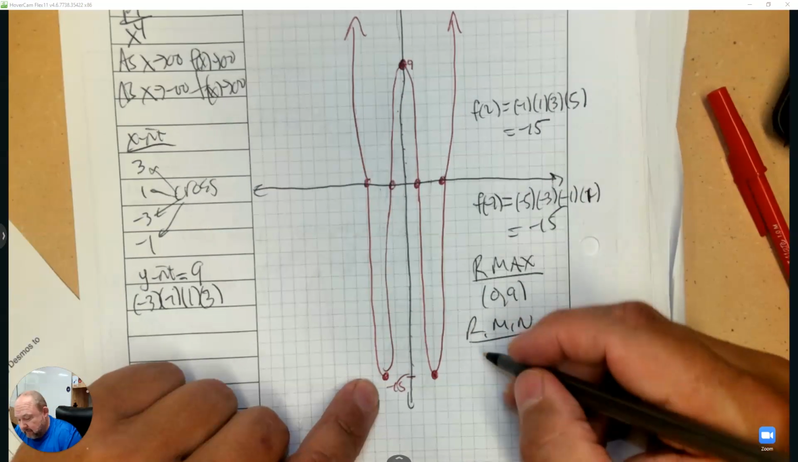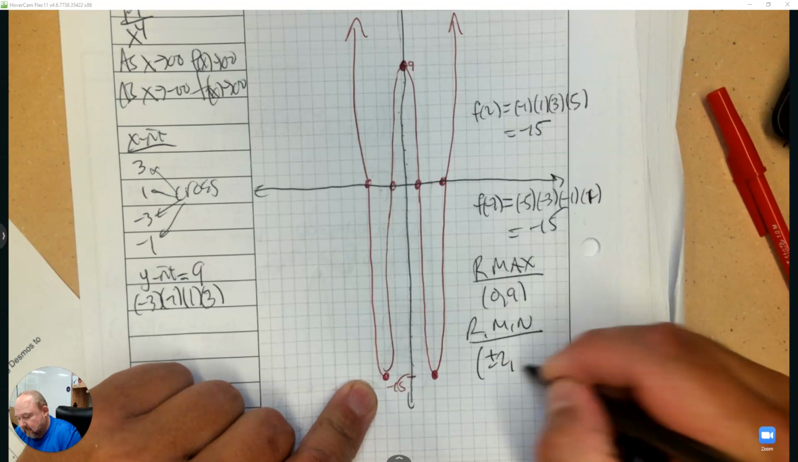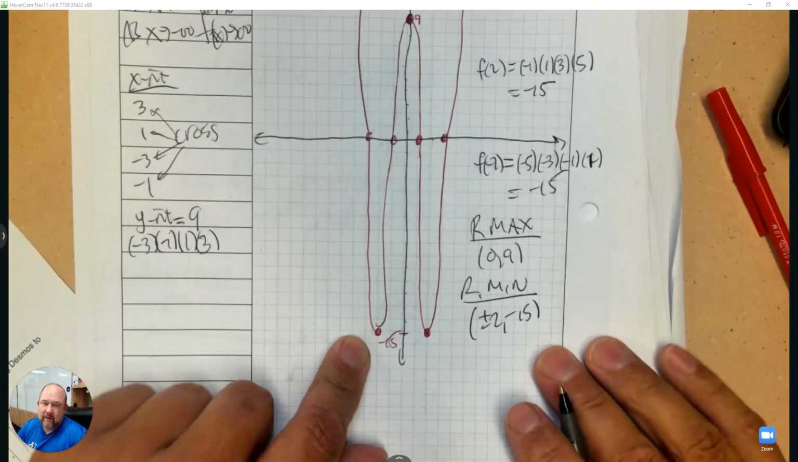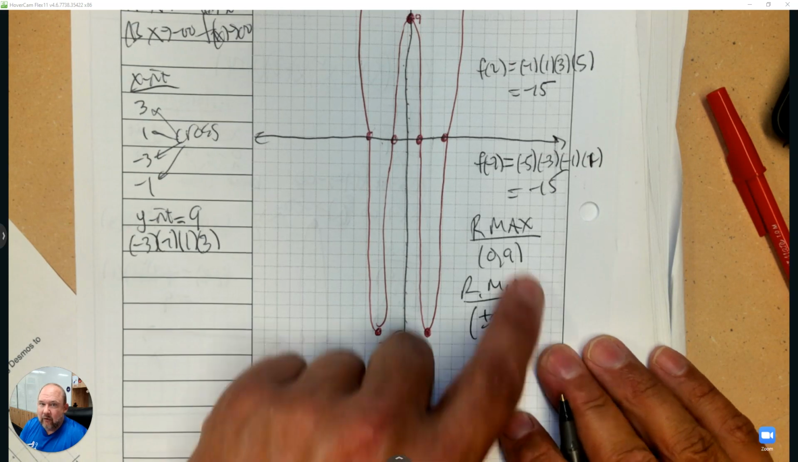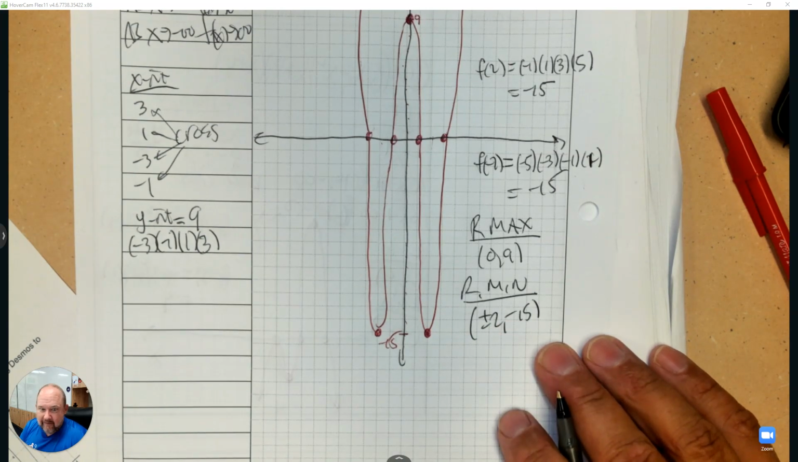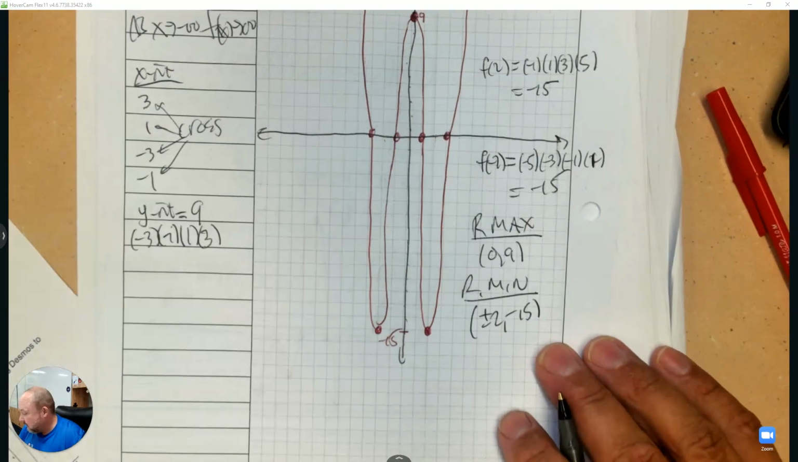So we have one turning point, and if you want to be fancy, you can do this, or you can write it separately. So positive 2 and negative 15, negative 2 and negative 15. That's just a quick way to write both points at the same time. And that's it. So all those graphs are done. Let's look at the next part.